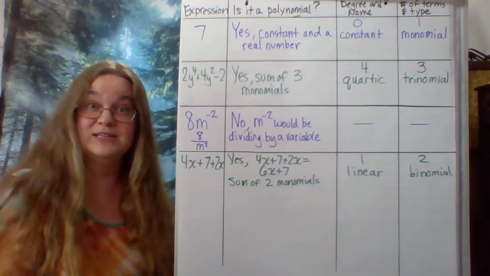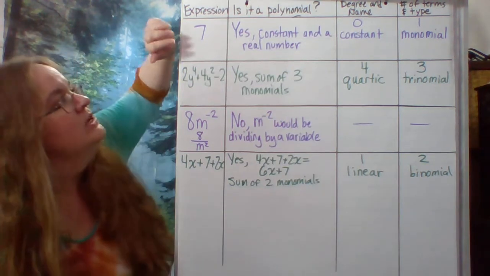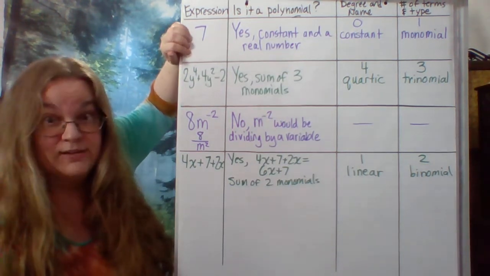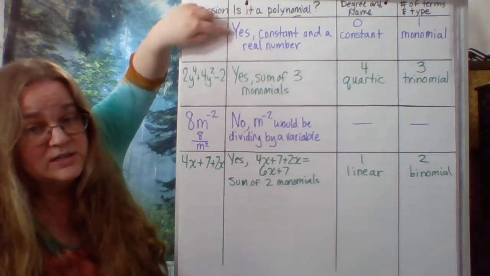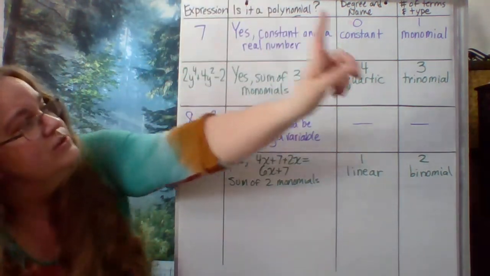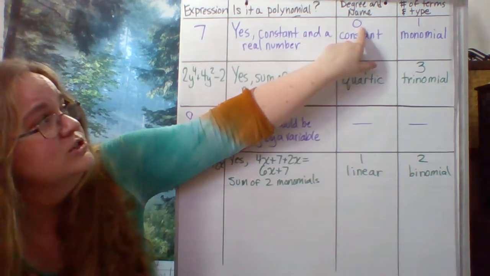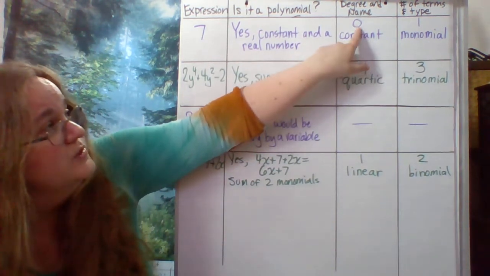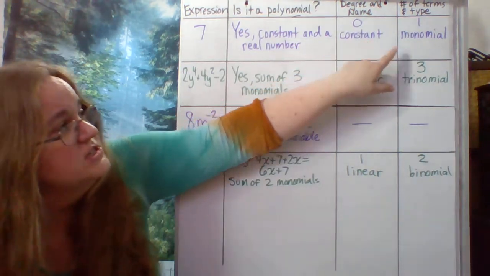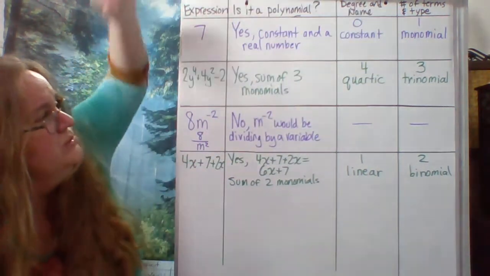Okay. That leaves us with our final bit of information. Let's just apply some of the stuff that we just talked about. So if I give you the expression 7, is it a polynomial? Yes, because it's a constant and it's a real number. And so therefore, the degree is 0 because I do not have an exponent with a variable. And so that's a constant, and there's only one term, so it's a monomial.